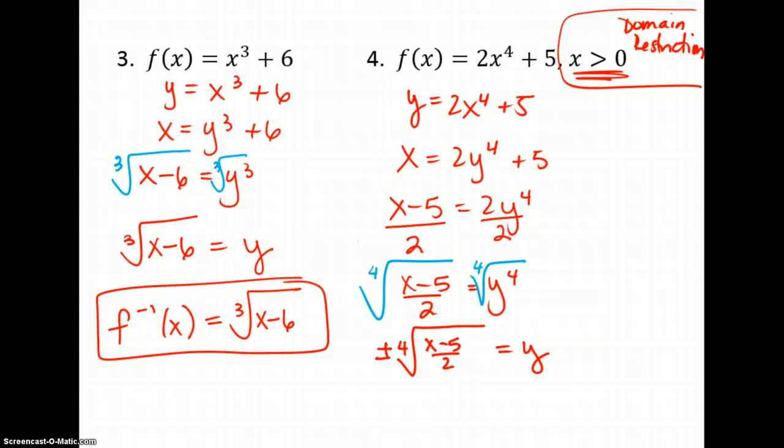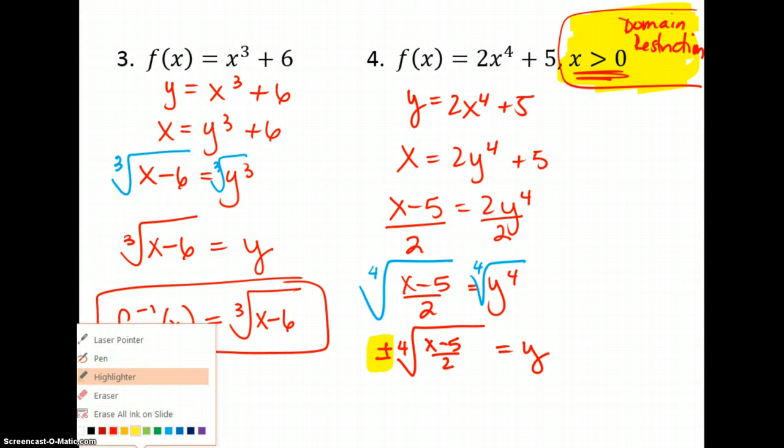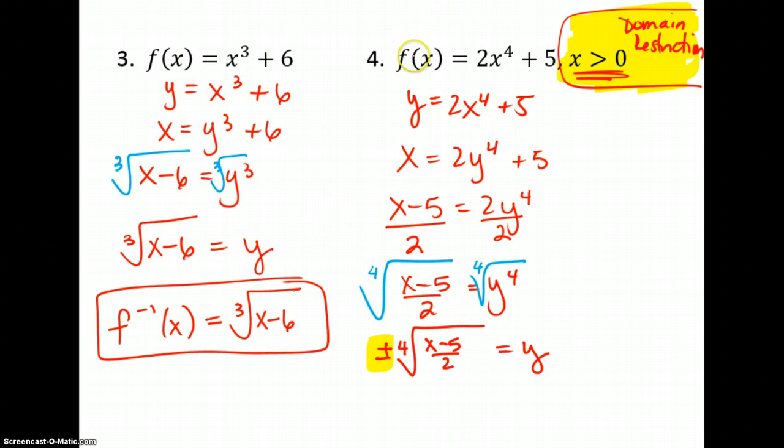Now, my final step when I'm going to write what my f inverse function is, this is when my domain restriction is going to come back into play. Notice that I have only positive x values, but I have the plus and minus here. To go along with my domain restriction, when it says x is greater than 0, I will choose just the positive side of my inverse function. So I will say f inverse of x equals the 4th root of x minus 5 over 2.